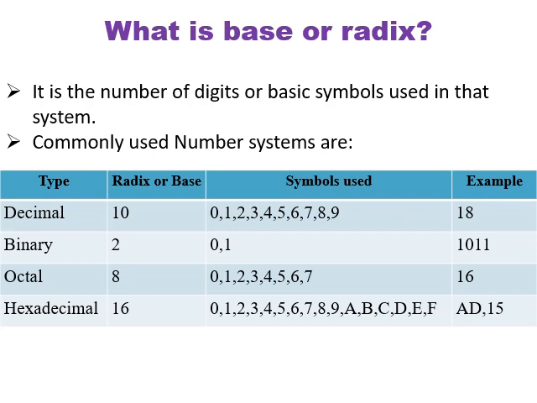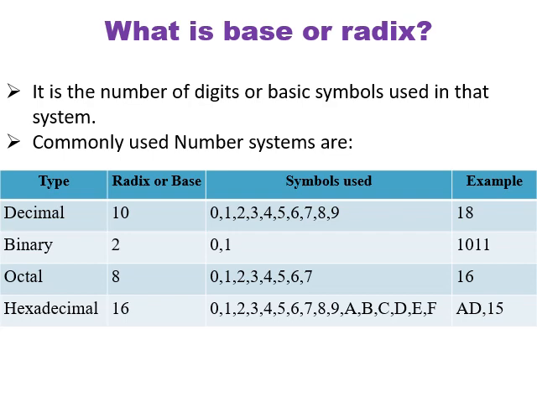Another type is binary number system. Base or radix is 2. Symbols used are 0 and 1 only. Example is 1011. Third type is octal number system. Base or radix is 8. Symbols used are 0, 1, 2, 3, 4, 5, 6, and 7. Example is 16.